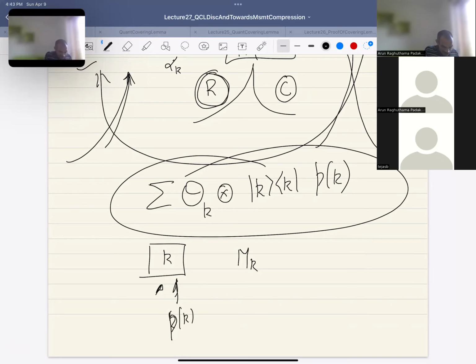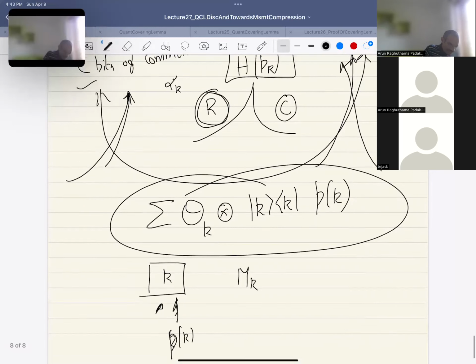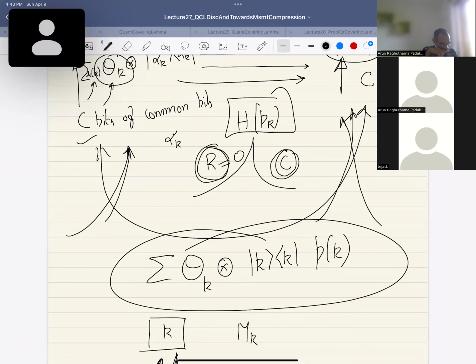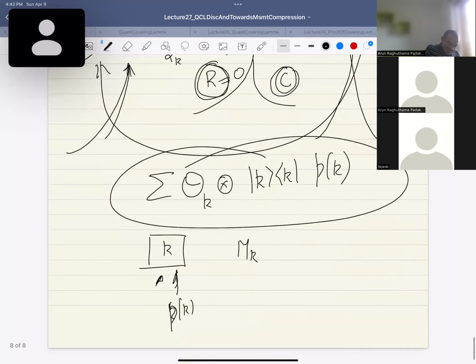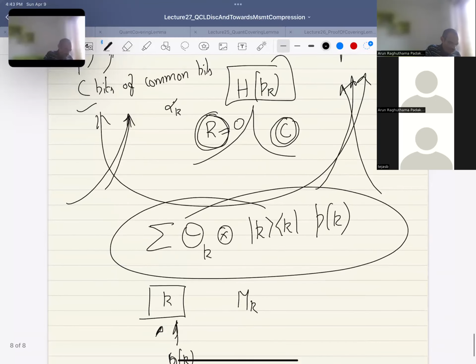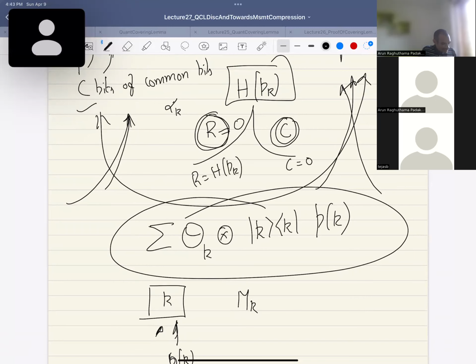You don't know whether it is true or not, correct? Yeah, because it's random. If this was indeed random, then I should have got all my C bits completely from outside and my R bit should be 0. Do you agree? Yeah. If nature was completely looking at the quantum state and there was no external randomness at all, then I should get C equal to 0 and R equal to H of pk, correct? Yeah. That's what I'm trying to see.